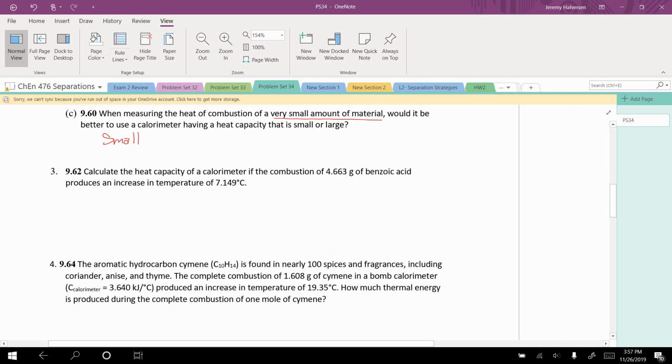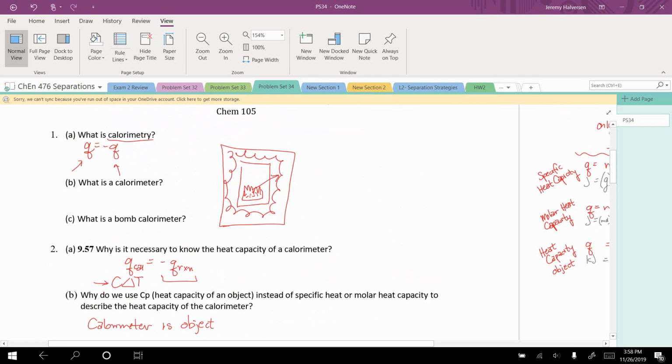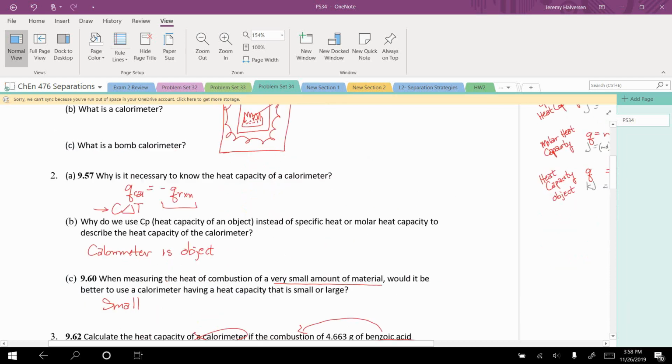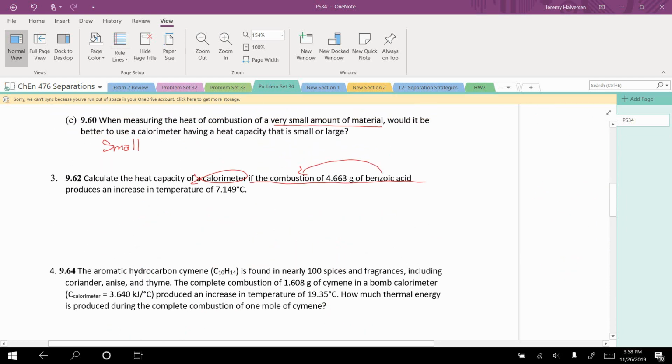So, heat capacity of a calorimeter, if the combustion of this much benzoic acid produces an increase in temperature of that much. Is that the increase in temperature of the benzoic acid? The benzoic acid just changing temperature? No. Benzoic acid is combusting. So then what's changing temperature? The calorimeter. Because the combustion is happening inside the calorimeter. So the calorimeter is going to get warmer.